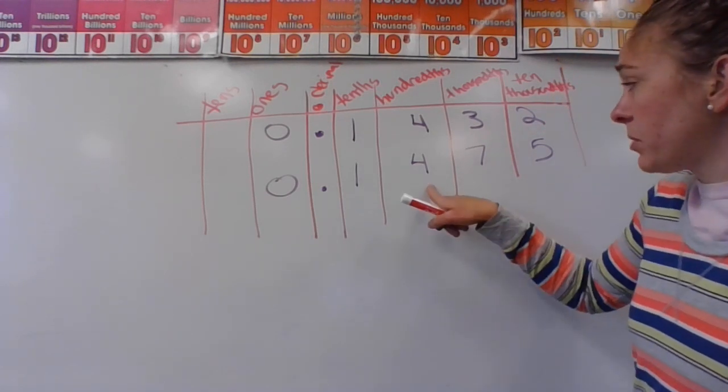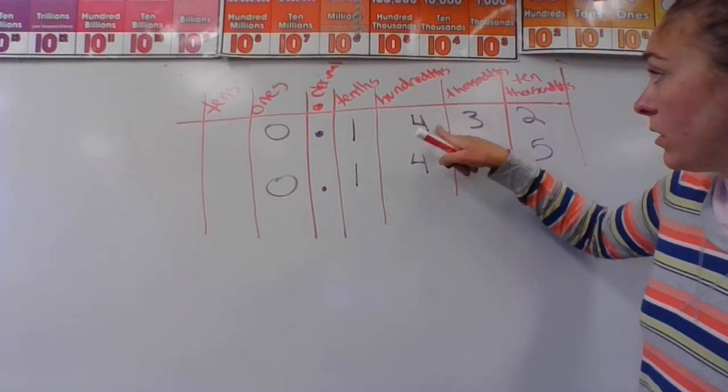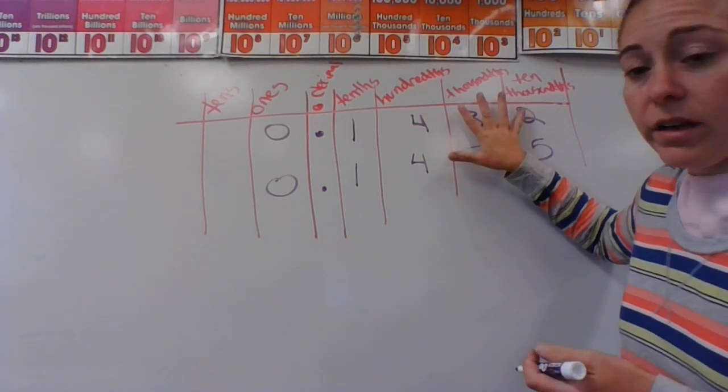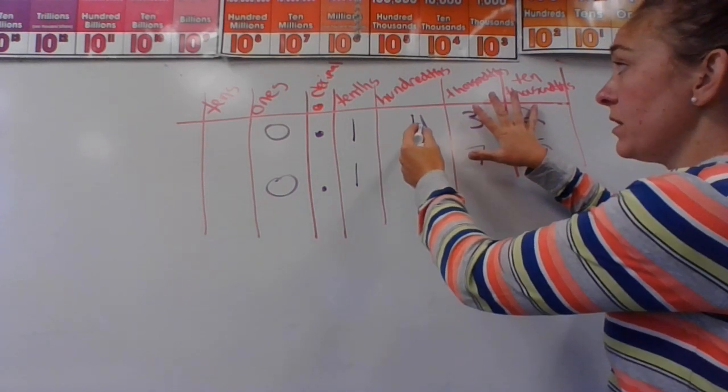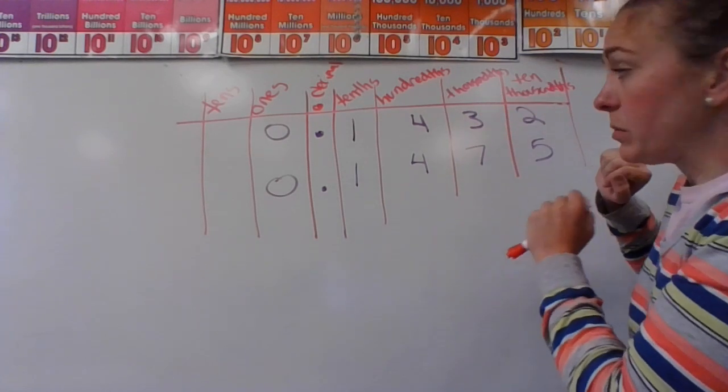Let's look at the hundredths place. Well, gosh, I've got a 4 in the hundredths and a 4 in the hundredths. So that's the same number. If I crossed off this stuff right here, I'd have 14 hundredths and 14 hundredths. Those are the same numbers. So let's go to the thousandths place now.